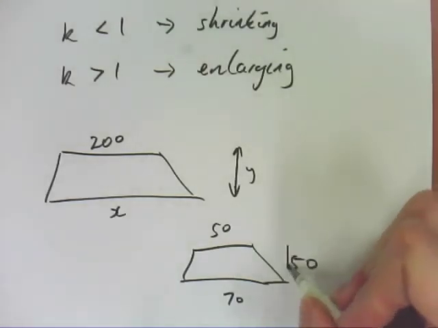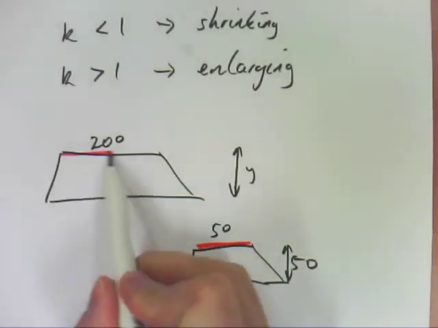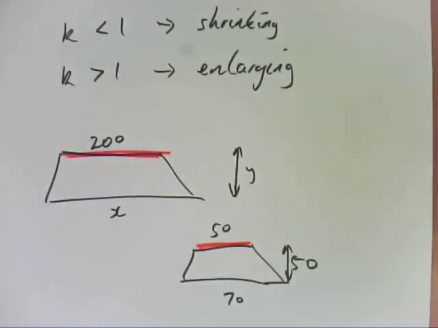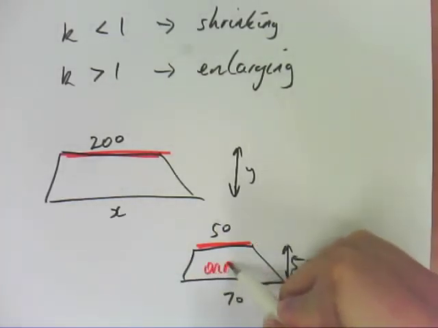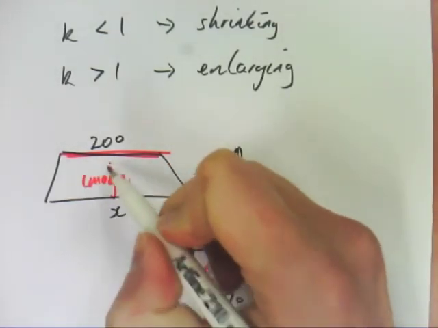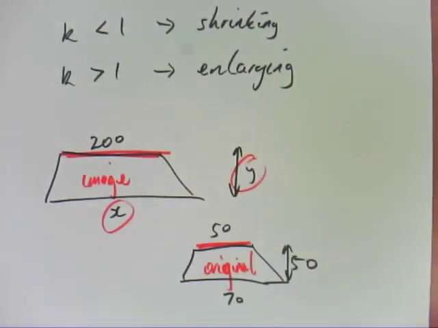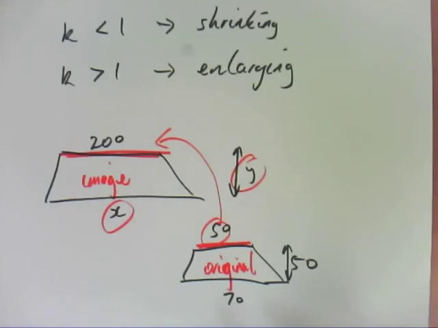Or not the same length, sorry. Sides that, like we have that length on both shapes, and that's this side here. We have that length on both shapes. So if this is my original and this is my image, okay, because the image is missing the values, so my original goes from 50 to 200.